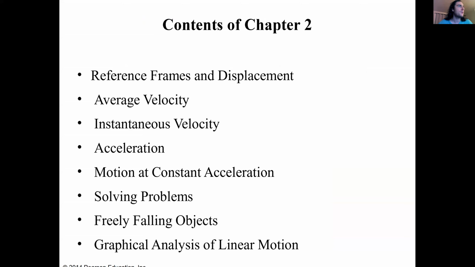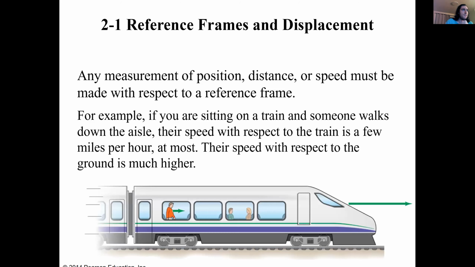The contents of chapter 2 here, we'll talk about frames of reference, displacement, average velocity, instantaneous velocity, acceleration, motion with constant acceleration, and just some general problem solving with those quantities. And we'll take a look at freely falling objects. It turns out freely falling objects are objects in motion with constant acceleration. So that's really nice. That simplifies a lot of stuff. And then some graphical analysis of linear motion, which is actually a really important skill to have. Okay, so here we go.